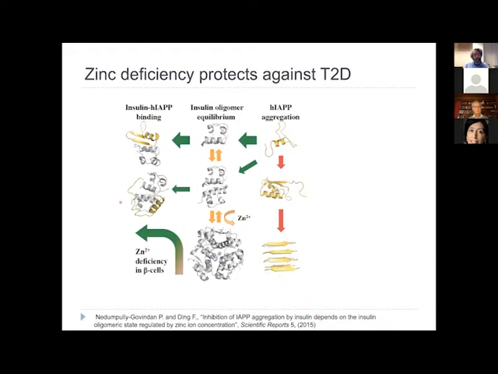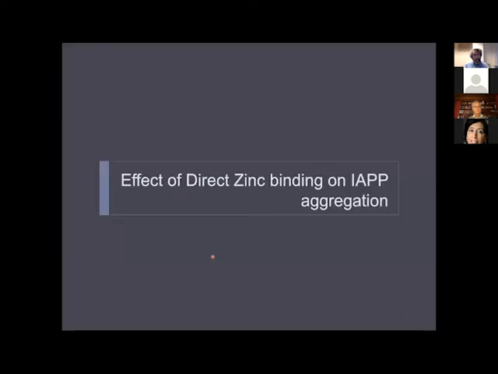further growth. So basically it suggests that if you don't have zinc, the insulin doesn't form crystals but rather stays as monomer and dimer in equilibrium, and it will very efficiently inhibit IAPP aggregation. So that's the first study we did on this topic. And then we also looked into the direct binding of zinc with IAPP and its aggregation.